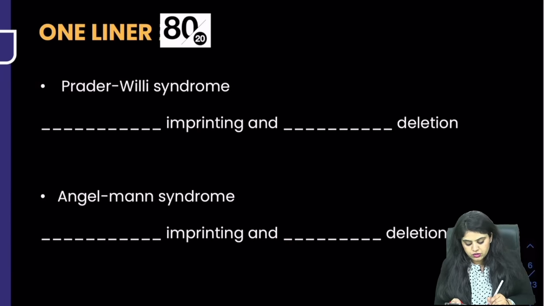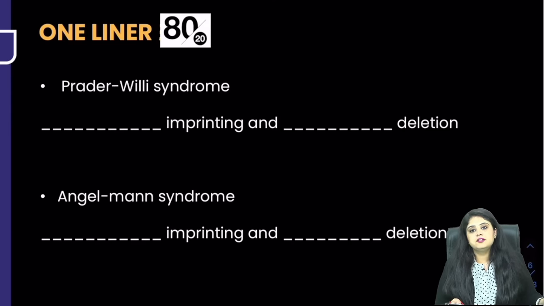You all know this question also. Prader-Willi syndrome, Angelman. AIIMS exam, INI-CET favorite. Means I'm talking about genomic imprinting. What is imprinted? What is deleted? What are the genes that I'm talking about?